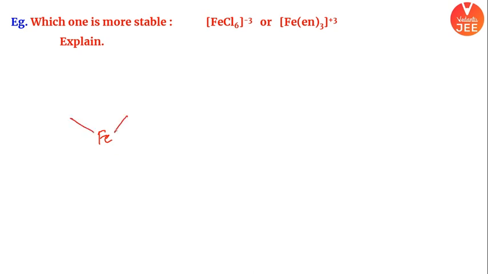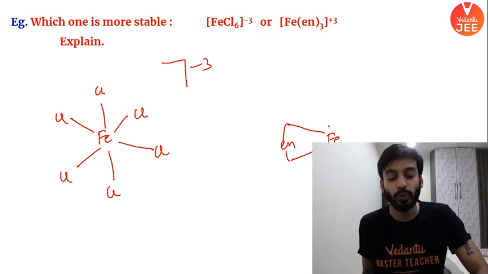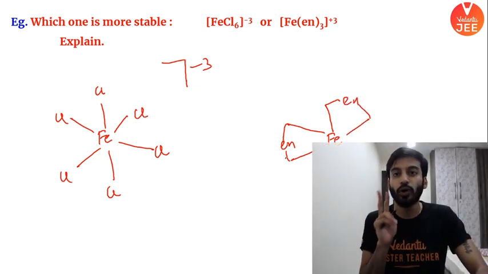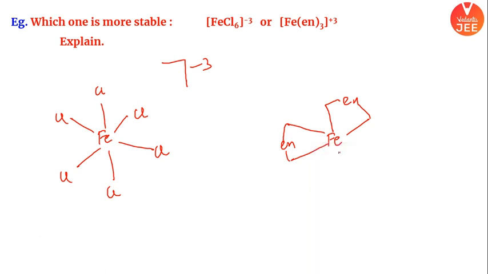Fe, this is the structure for FeCl6 3 minus. And here on the other hand, you are going to get ethylene diamine, we will show like this, it is a didentate ligand, two bonds I am showing. How many bonds am I showing, beta? Two bonds. Check this out. So it indicates that there are two bonds, there are two bonds itself.